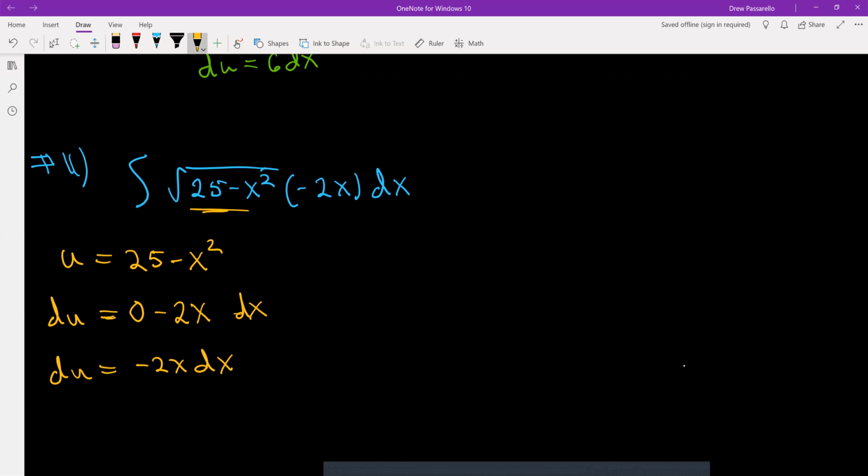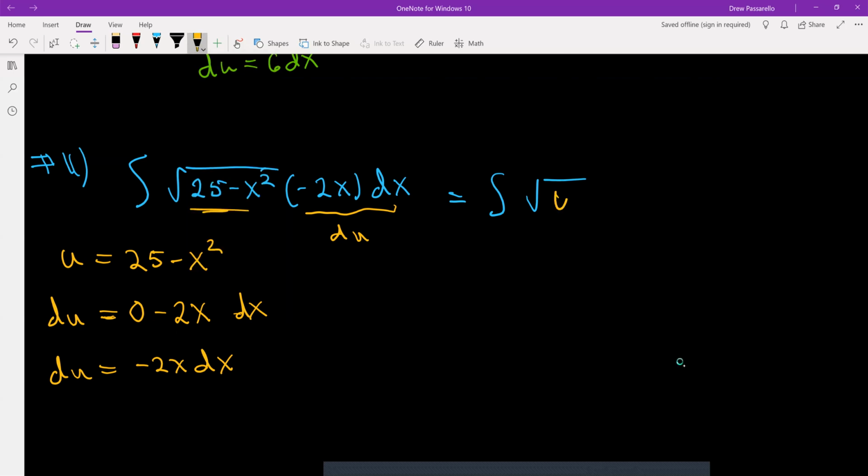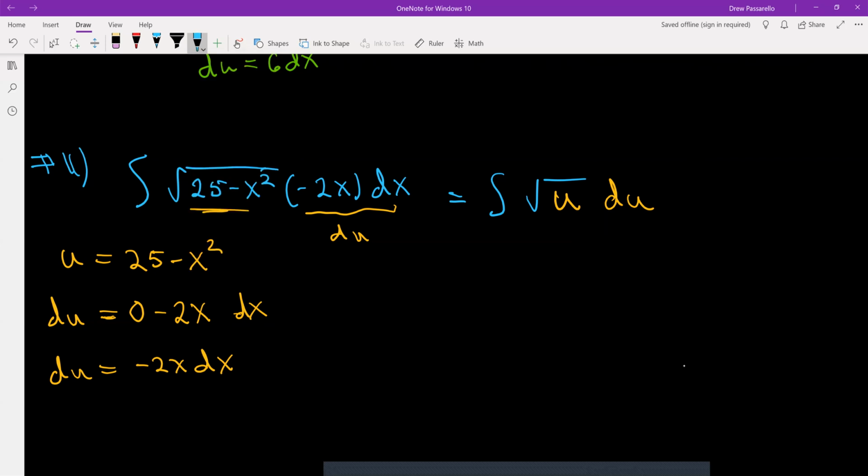All right, so this whole thing is du, and then the 25 minus x squared is u. So that changes the problem. So the square root, and then 25 minus x squared, that's u. So it's really the square root of u. And then the negative 2x dx, that whole thing is du. And now I can integrate this, because I can write the square root as to the 1/2. So this is u to the 1/2.